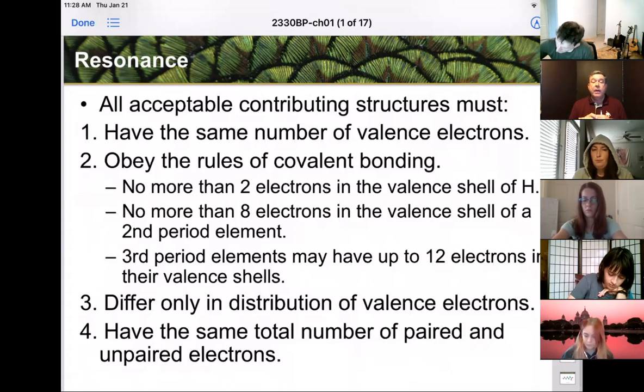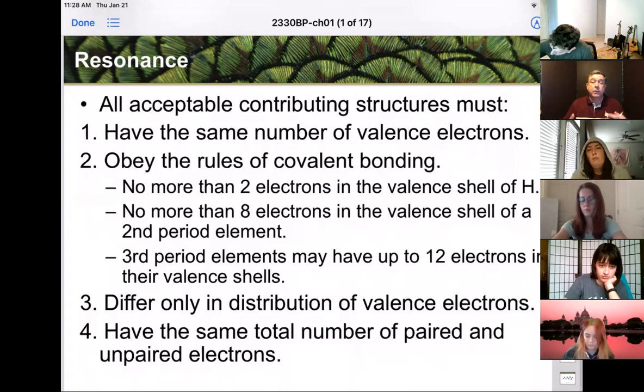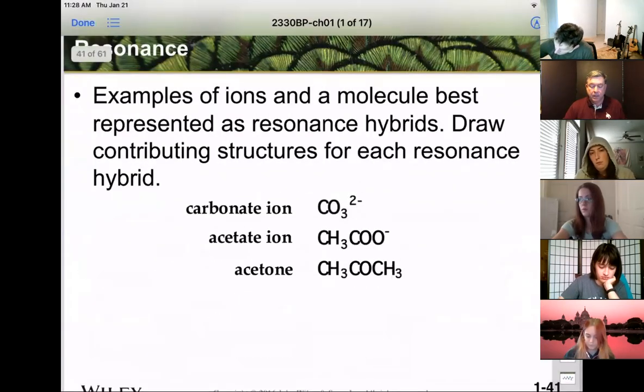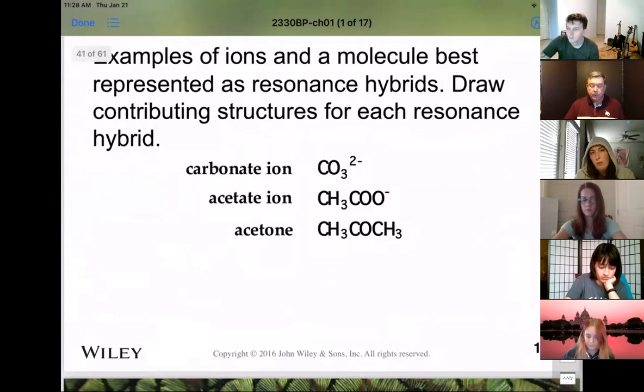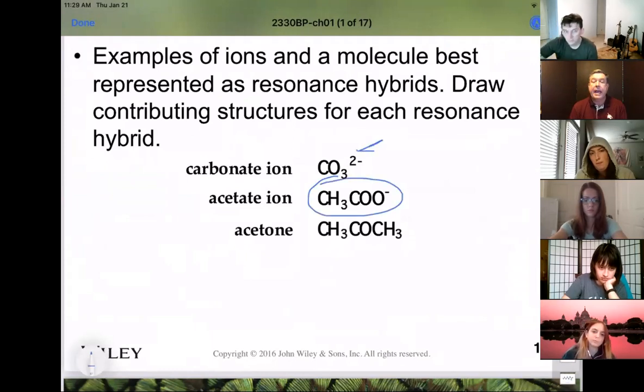And if you have unpaired electrons in your first resonance structure, you must have unpaired electrons in your second structure. So you have to have the same total number of paired or unpaired electrons in a system. So this is just following the same rules for creating a good Lewis dot structure. It applies to resonance as well. Okay, so we've already done carbonate once. I'm going to show this one right here. This is the acetate ion.